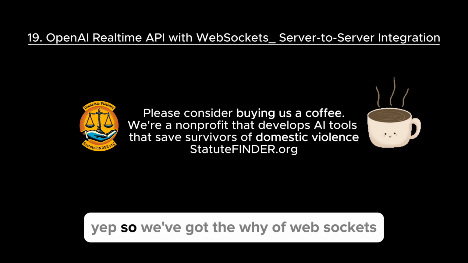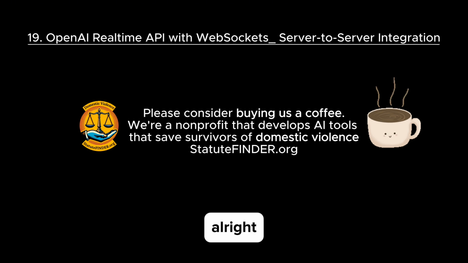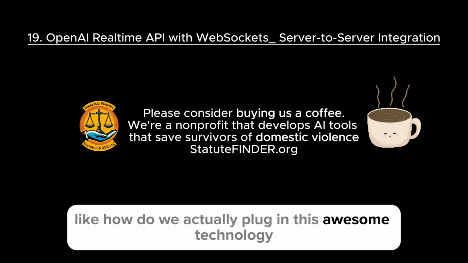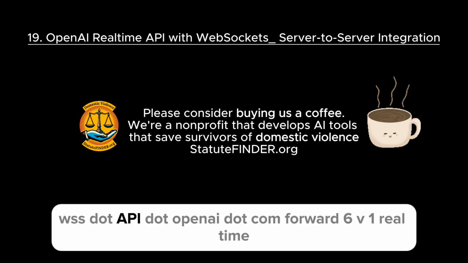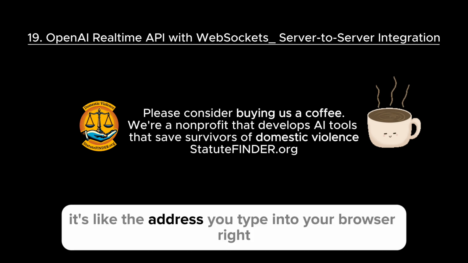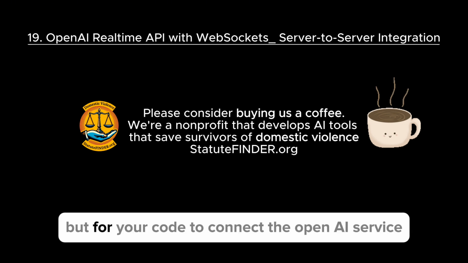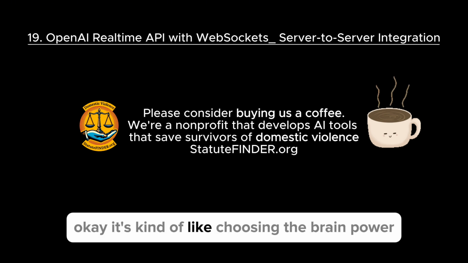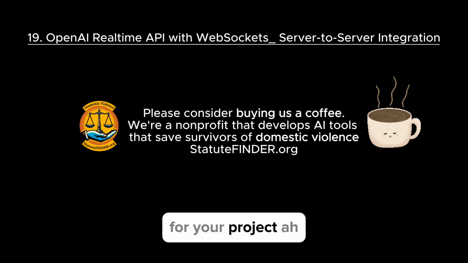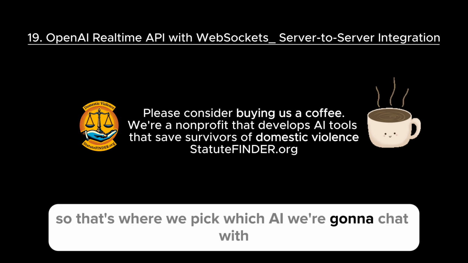So we've got the why of WebSockets. What about the how? Like, how do we actually plug in this awesome technology? Well, the documentation actually gives you the specific URL, wss://api.openai.com/v1/realtime. It's like the address you type into your browser, but for your code to connect to the OpenAI service. Gotcha. And then you also need to specify which AI model you want to use. It's kind of like choosing the brain power for your project. Ah, so that's where we pick which AI we're going to chat with.